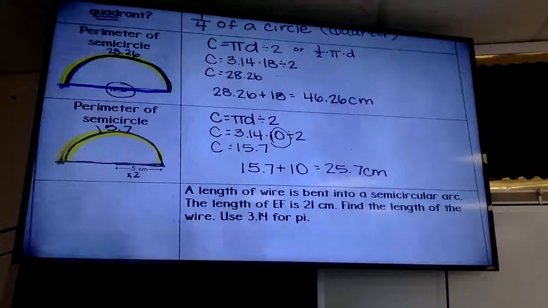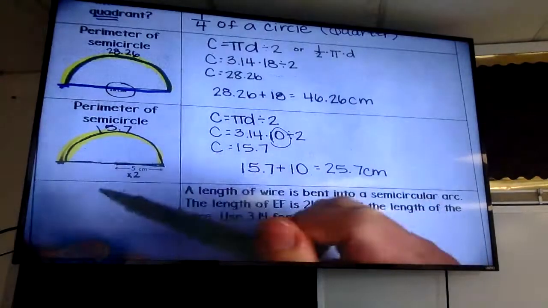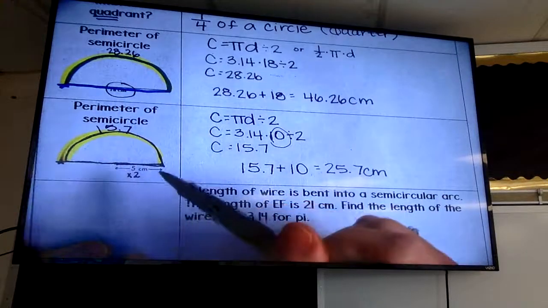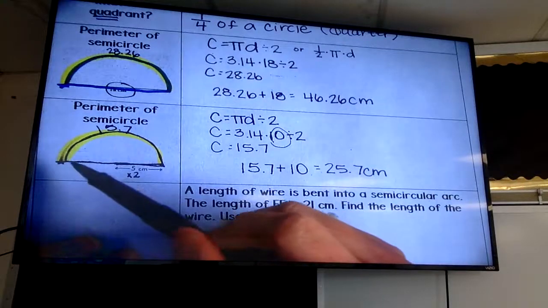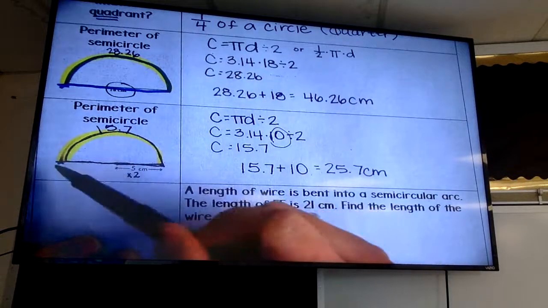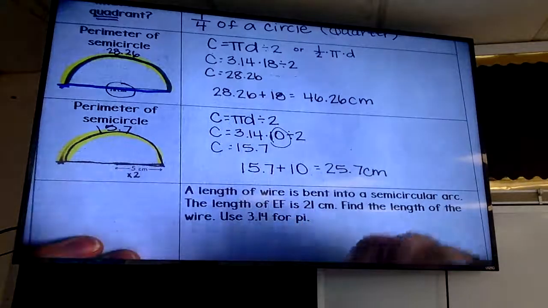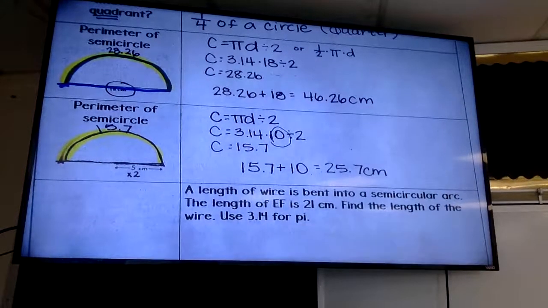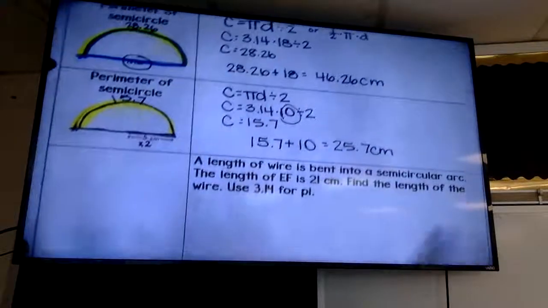So on a quiz, which will take some time, it's not anywhere in the super near future, it's really tricky for students to do the perimeter of a semicircle. We always forget that we have to add that flat side back in. If you can remember that, you're going to do really well when it's time to take that quiz eventually. All right, let's try another one.